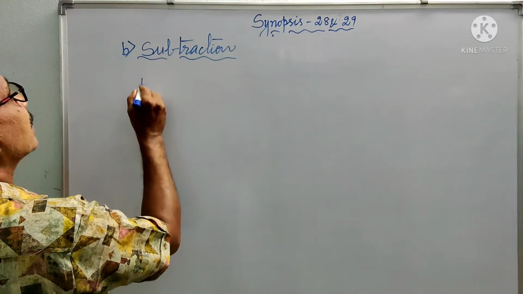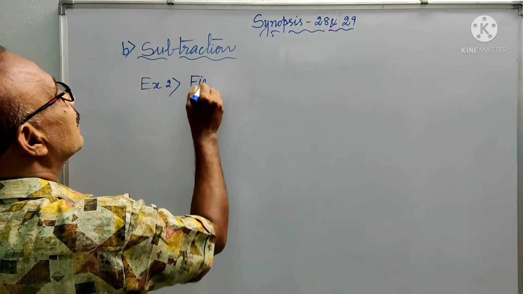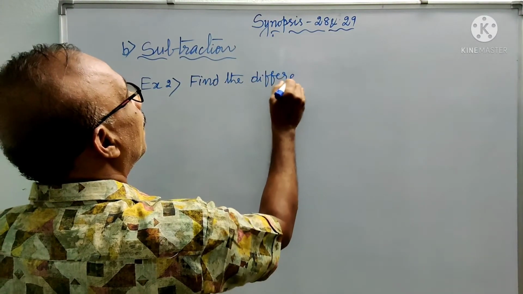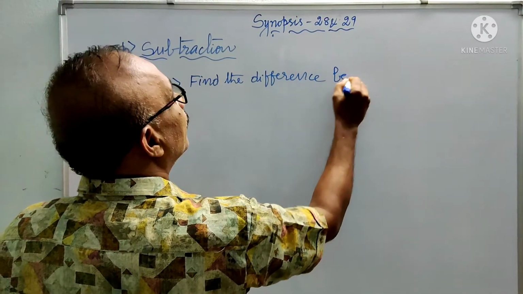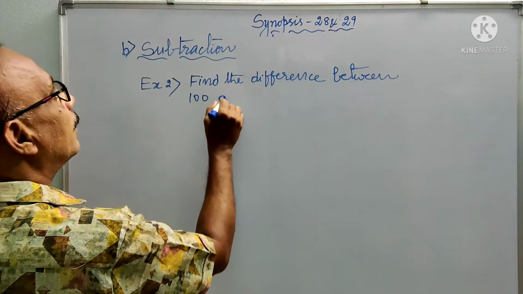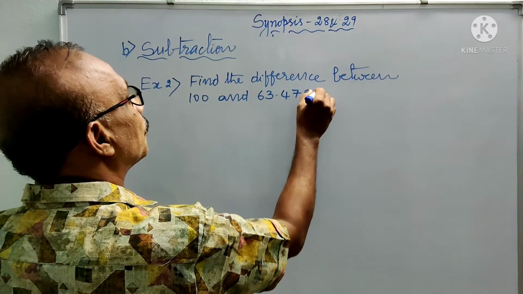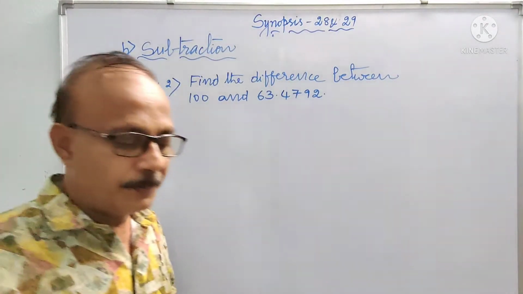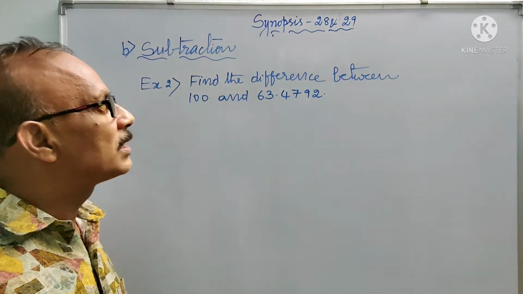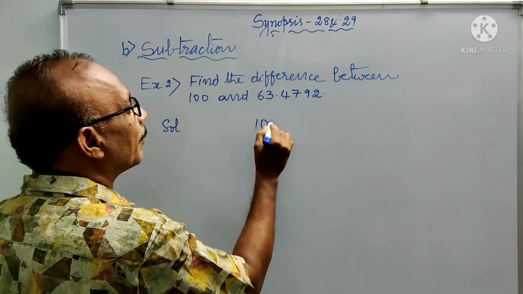Let us see again one example. 2. Find the difference between 100 and 63.4792. Now here clearly 100 is the bigger one and 63.4792 is the smaller one. Therefore, first we have to write 100.